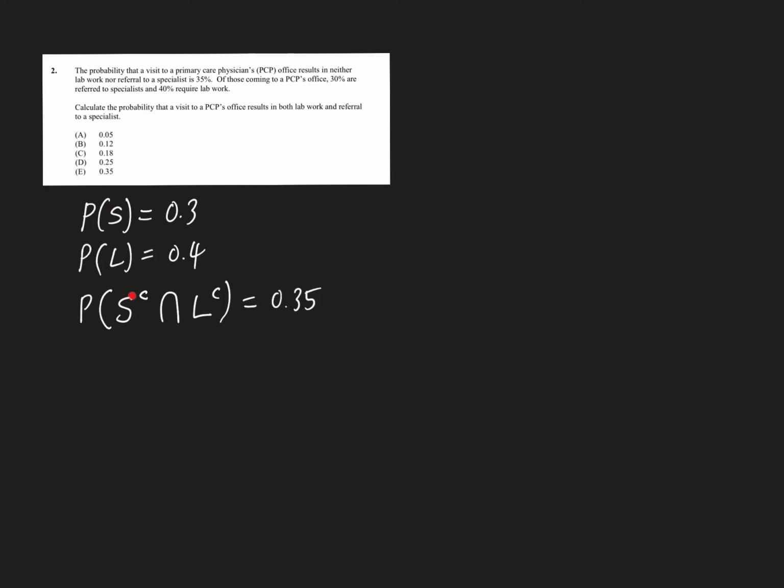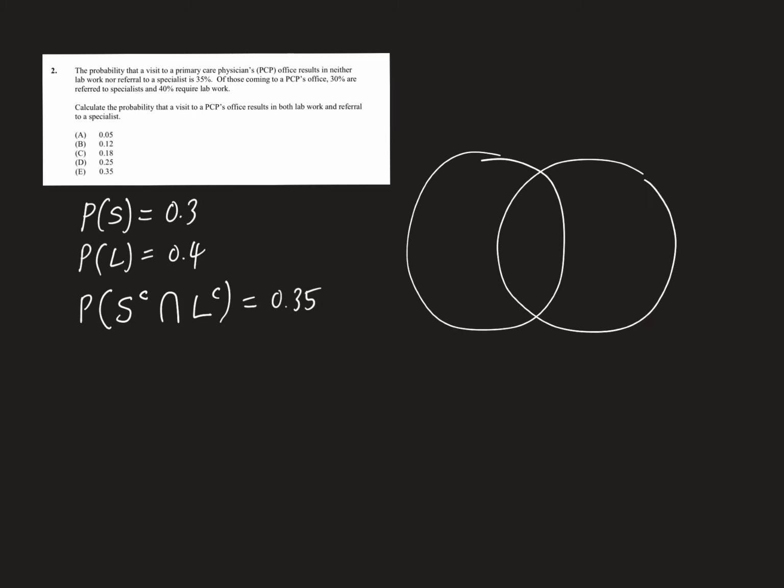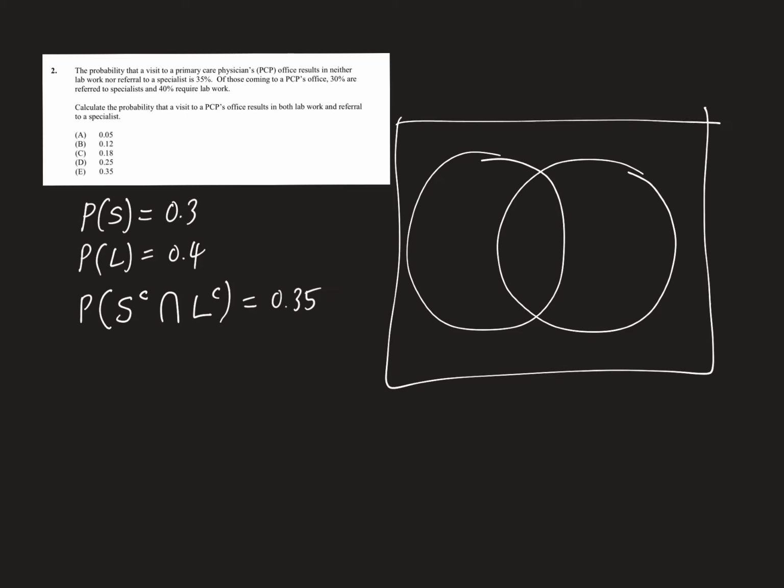And note that this C represents whatever does not include S. So if I were to draw a Venn diagram, like so, and we'll call this U. This is the universe, and that always has to equal 1 or 100%. And let's let this circle represent S and this other circle L.